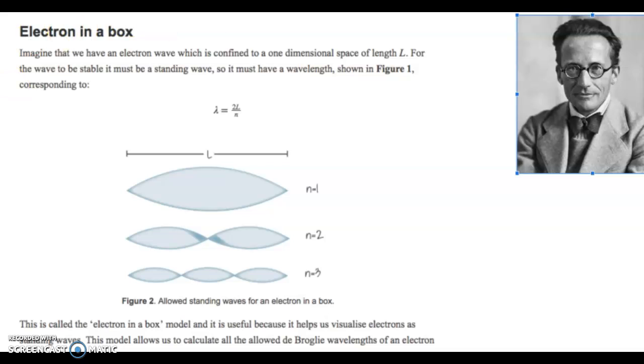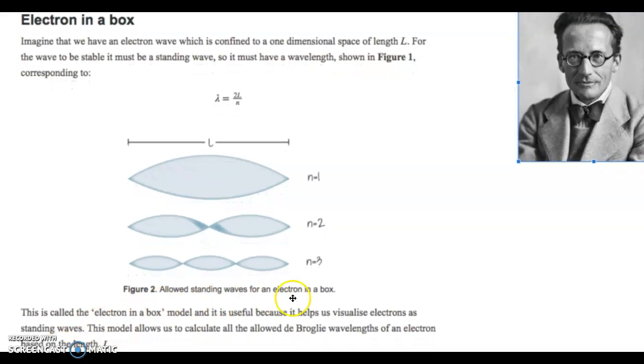So now I'm going to introduce one of the key players in quantum mechanics. It was Erwin Schrödinger. Now, he came up with something called the electron in a box model. So his idea was that the electron energy levels corresponded to standing waves on each level. And so that then enables you to calculate the de Broglie wavelengths of an electron based on length L.